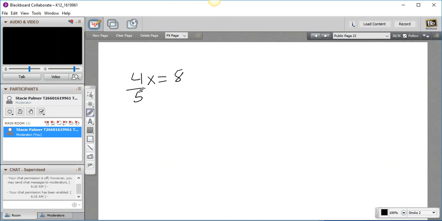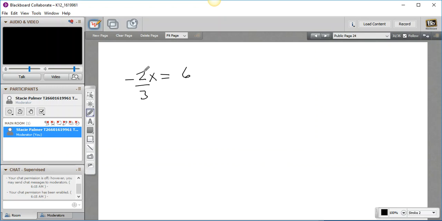So let's look at another one. 4/5 times x equals 8. A trick we can use is to multiply by the reciprocal on the left side, because we know that 5/4 times 4/5 gives us 1x. And then we'd have to multiply by 5/4 on the right side. 4 goes into 8 twice. 2 times 5 is 10.